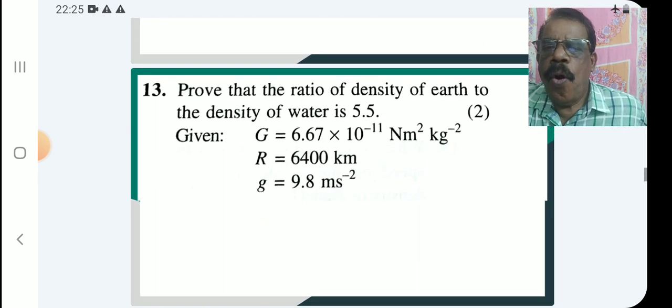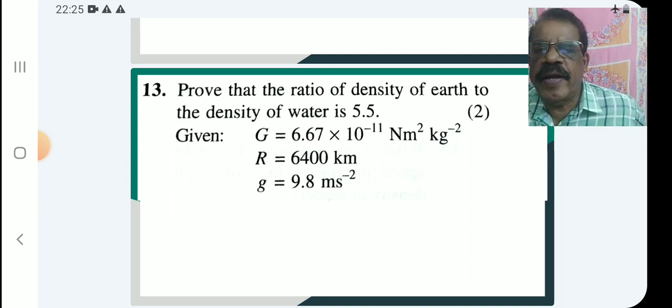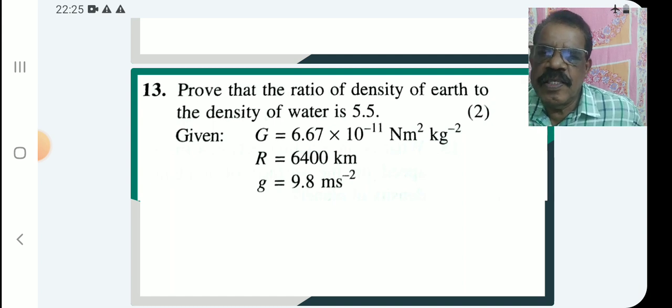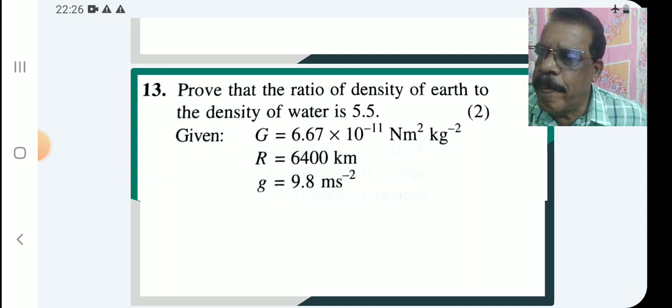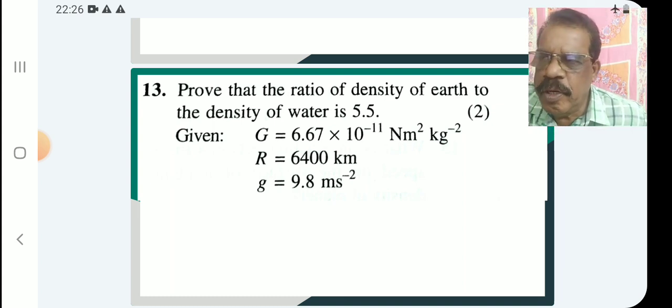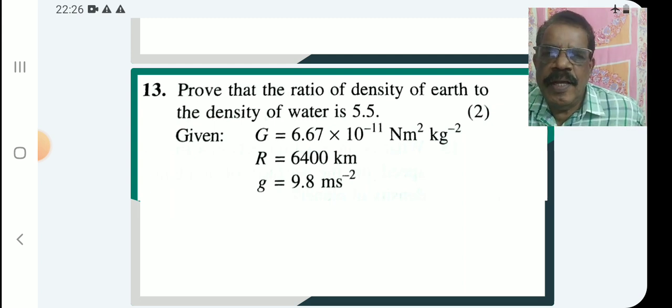Next question. Prove that the ratio of density of earth to the density of water is 5.5. You remember, density of earth is 5500 kilogram per meter cubed. Density of water is 1000 kilogram per meter cubed. Therefore, ratio is 5500 by 1000, which will work out as 5.5.